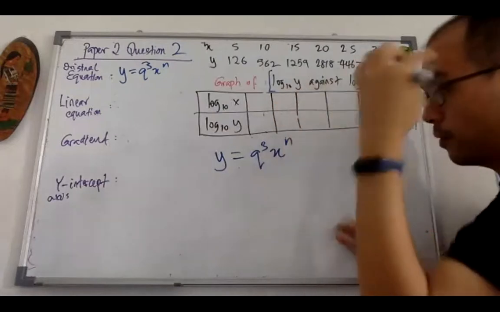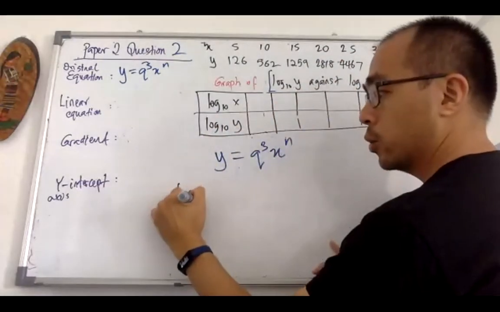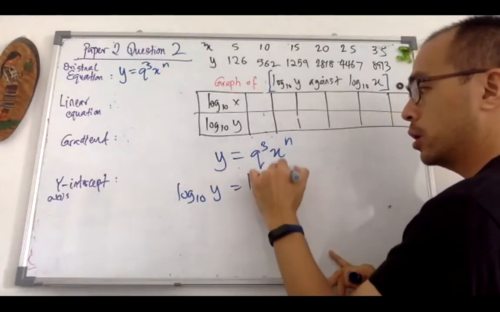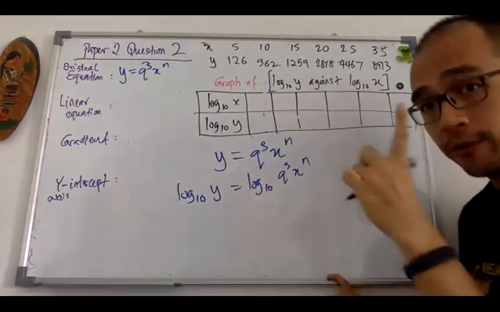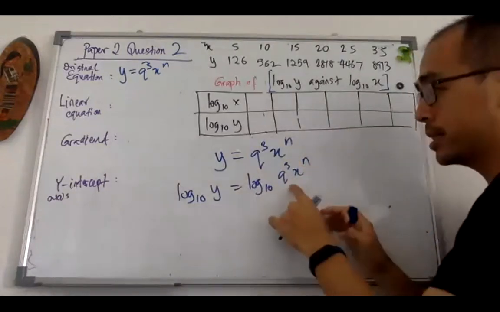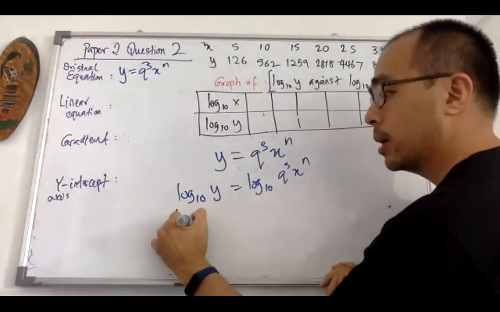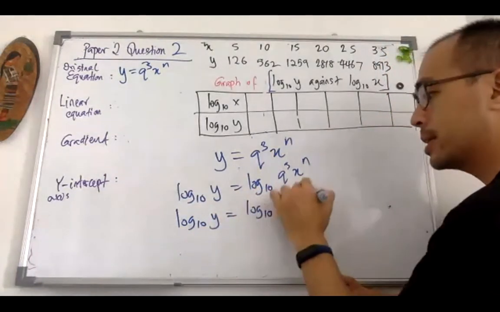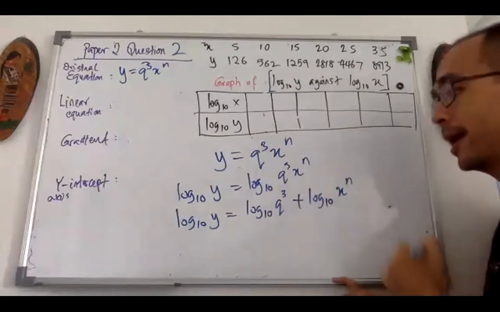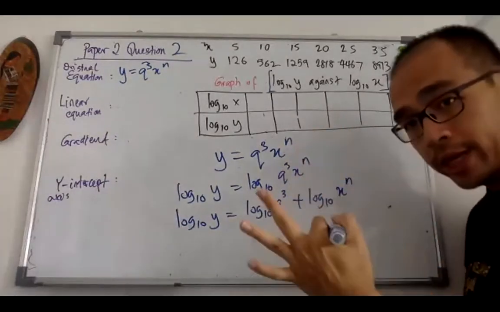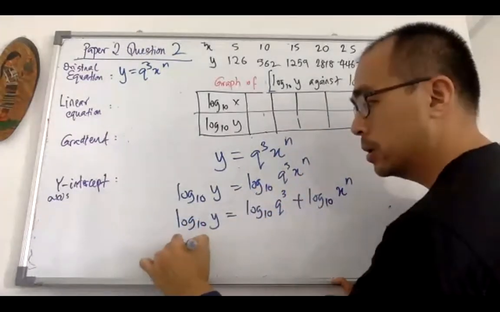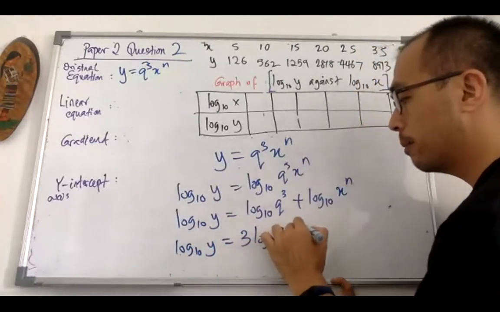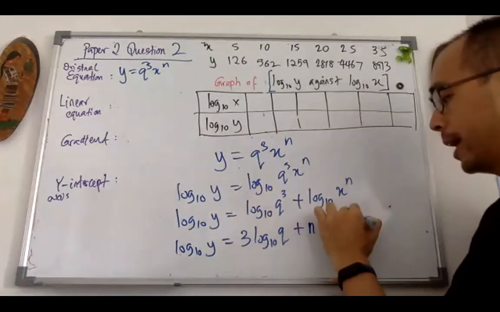Since we're dealing with log, the only logical thing to do is take log on both sides. Log y equals log base 10 of q cubed x to the power n. Then we use the first log law, because this is multiplied, so we separate it into addition. So log y equals log q cubed plus log x to the power n. Then we use the third law, bring the power to the front. So log y equals 3 log q plus n log x.